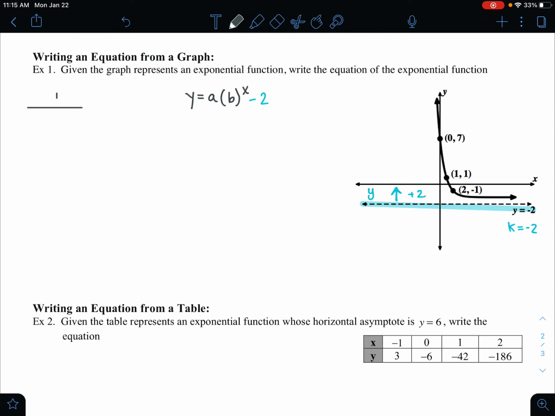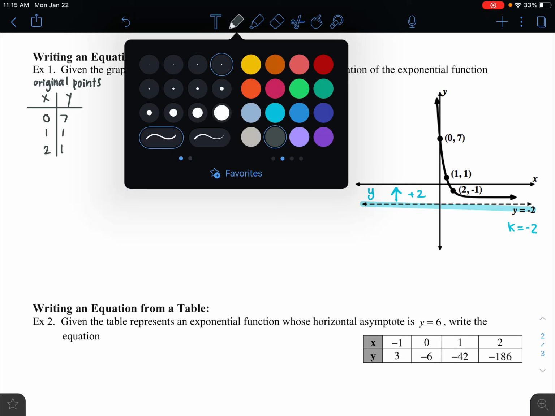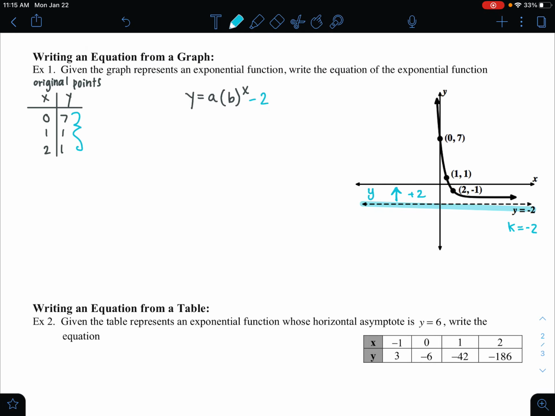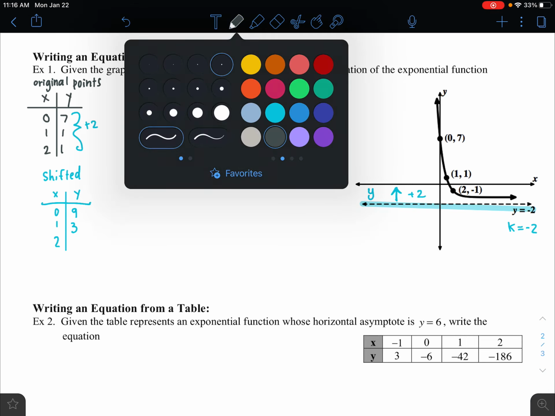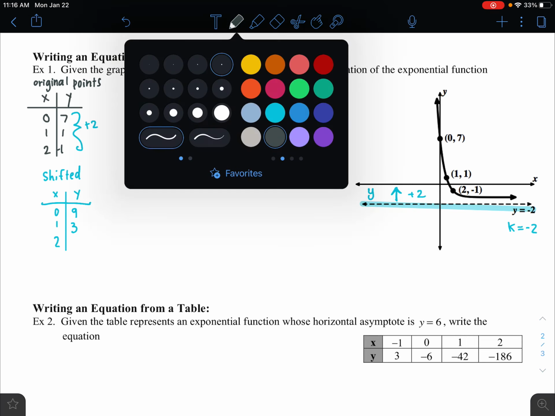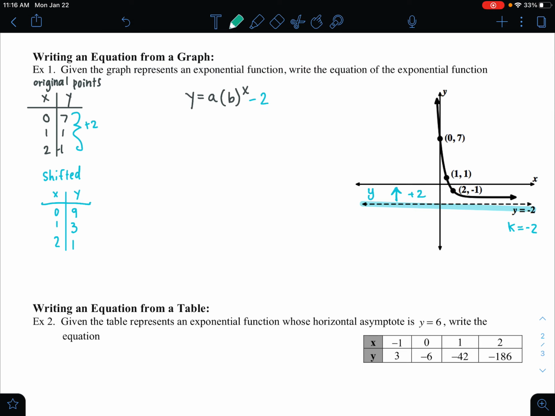So your first step is to make a table of your original points. And always left to right, so smallest x value to biggest x value. And you're going to go ahead and shift that table. So we're going to add 2 to our y values. And we have our new shifted table. Our x values don't change. 9, 3, and 1.